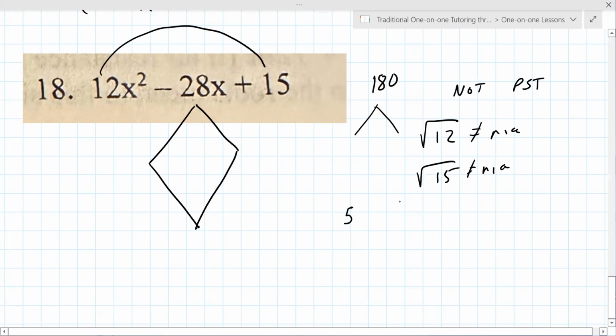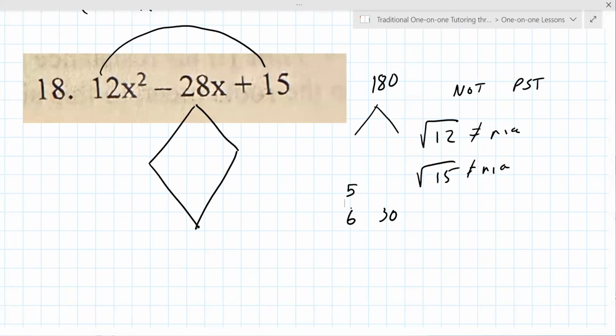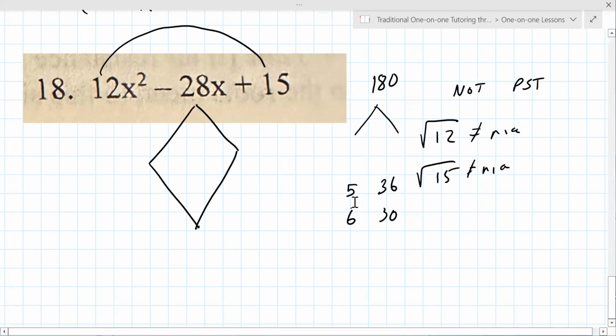It's not 5, so I think it's 6. Okay, so 6 and 30. Oh no, those are 24 apart. Right. And so 5 and 180, what is that? Is that better or worse? Yeah, so you grab your calculator, 180 divided by 5. That gets 36. So that's 31 apart.